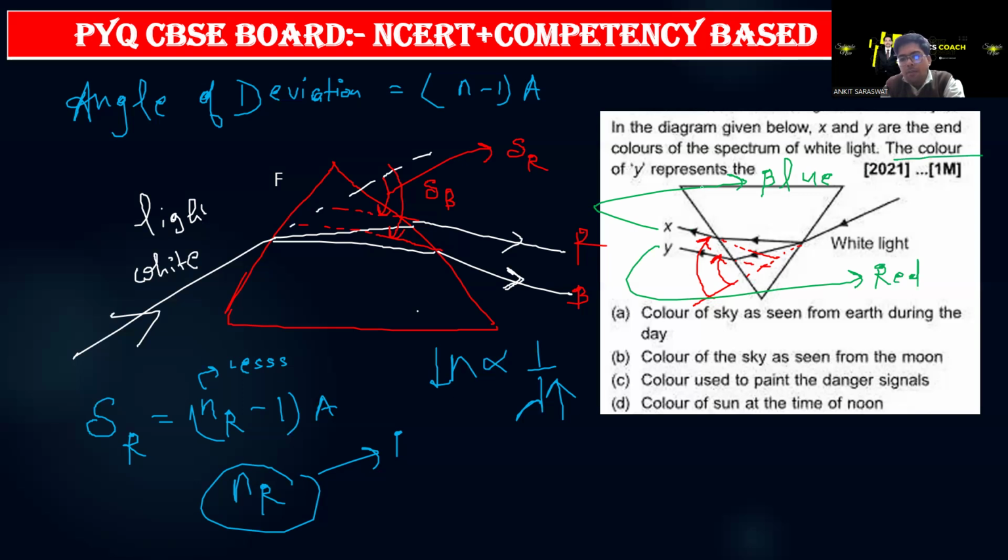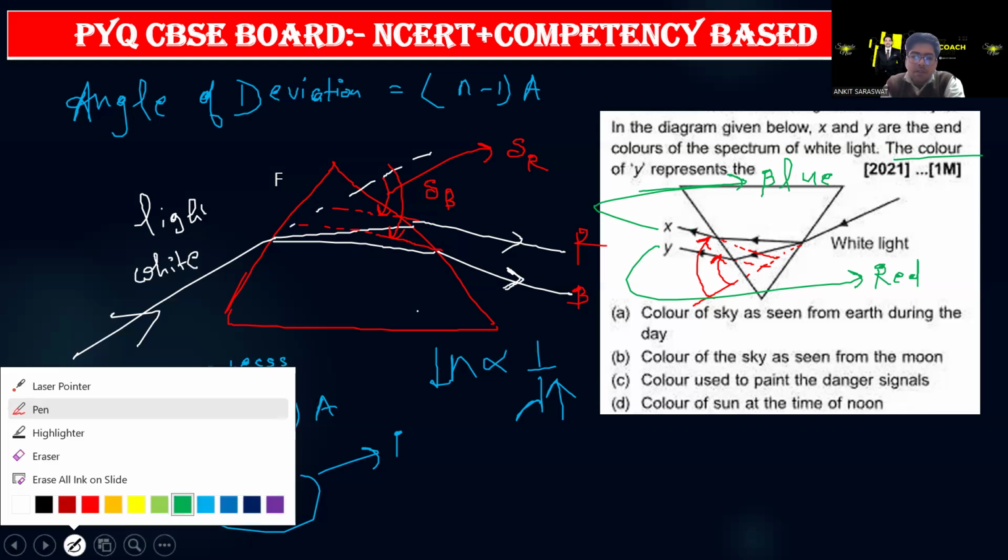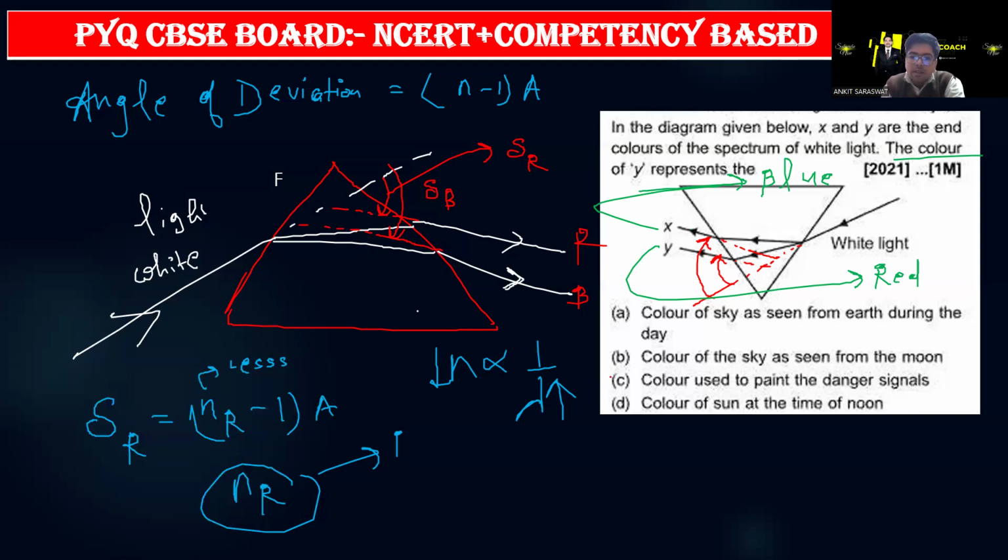Clear? The color of y represents which option? The color used to paint the danger signal. Obviously, right? That color is red. We have seen that whenever a danger signal is written, like in case of a railway crossover bridge, have you seen it is written 5000 volt in red sign? So it is made up of red color. So option C is correct. Clear?